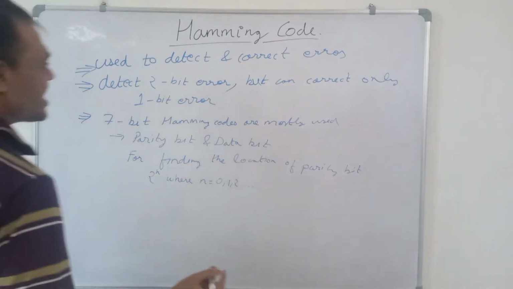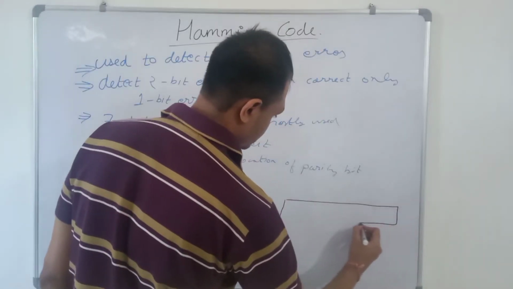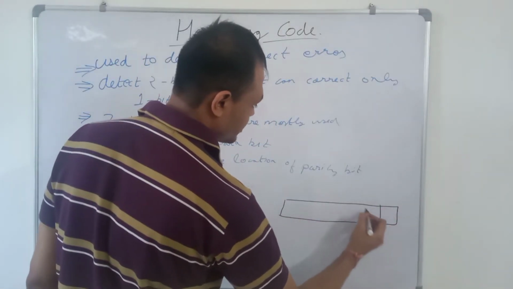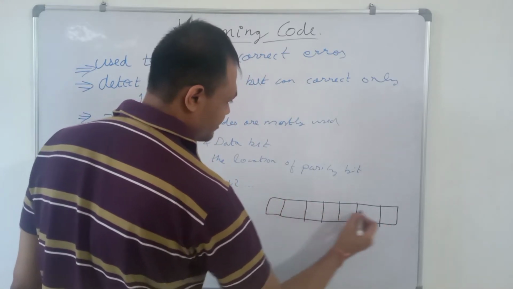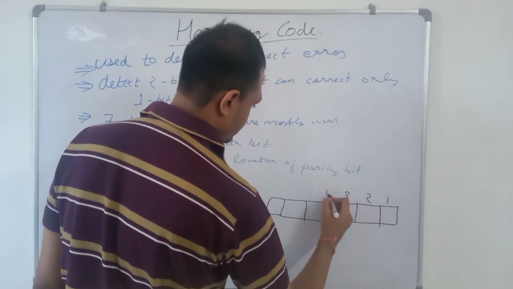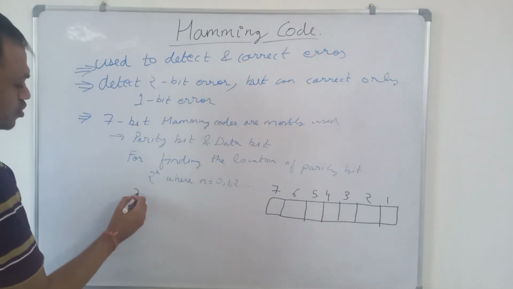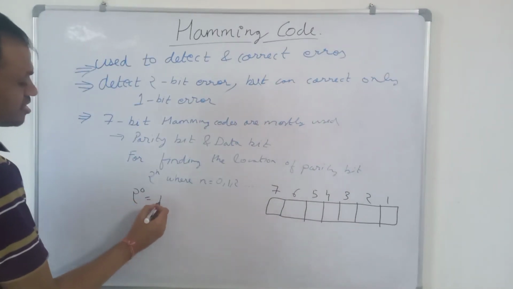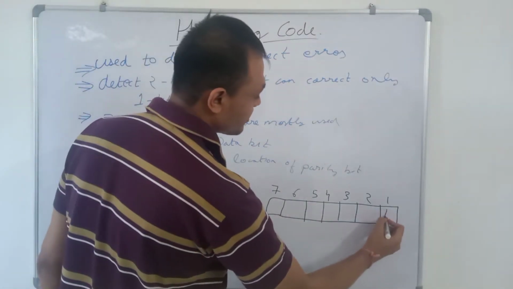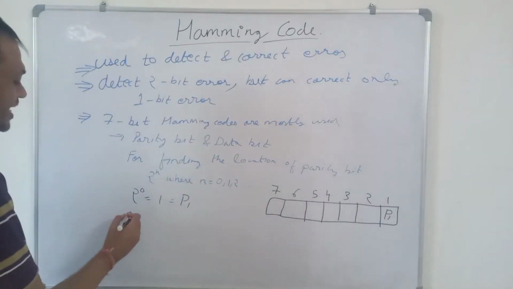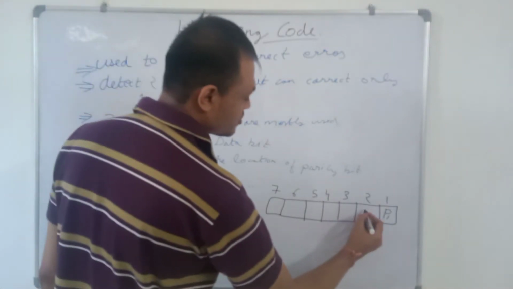So let's say that we are having a 7-bit Hamming code. So this is first position, second, third, fourth, fifth, sixth and seventh. If I put 2 to the power 0, it is equal to 1. So the first location will be the first parity bit, P1. Then 2 to the power 1 is equal to 2, so the second location will be the second parity bit, P2.